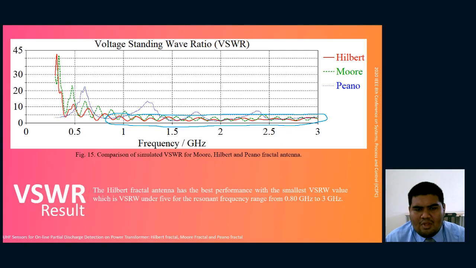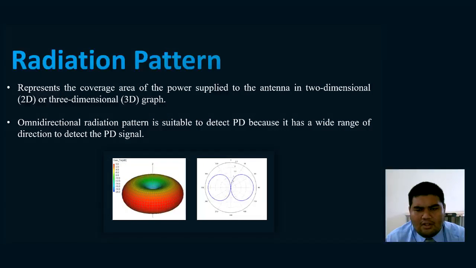Next is the radiation pattern result. The radiation pattern result represents the coverage area of the power supplied to the antenna in a two-dimensional 2D or three-dimensional 3D graph. An omnidirectional radiation pattern is suitable to detect PD because it has a wide range of directions to detect the PD signal. The figure below shows the omnidirectional radiation pattern for 2D and 3D graphs.